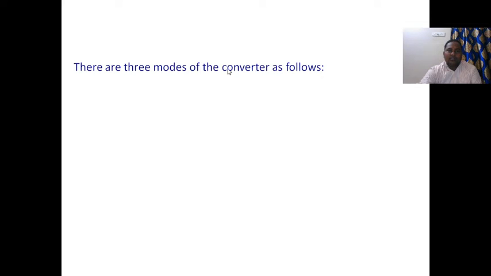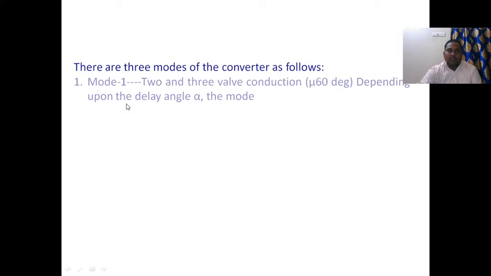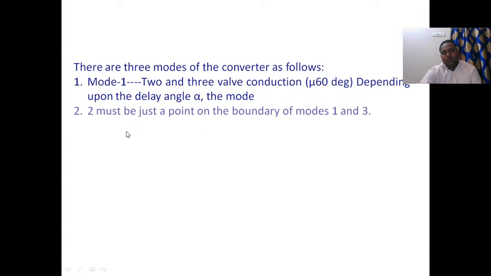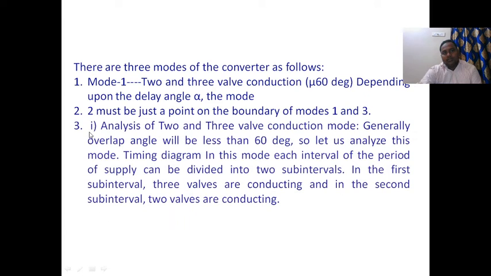There are three modes of the converter as follows. Mode 1: 2 and 3 valves conducting, that is, mu is equal to 60 degrees, depending upon the delay angle alpha. Mode 2 is just a point on the boundary of modes 1 and 3. Third mode: analysis of 2 and 3 valves conduction mode, where generally the overlap angle will be less than 60 degrees. So let us analyze this mode.